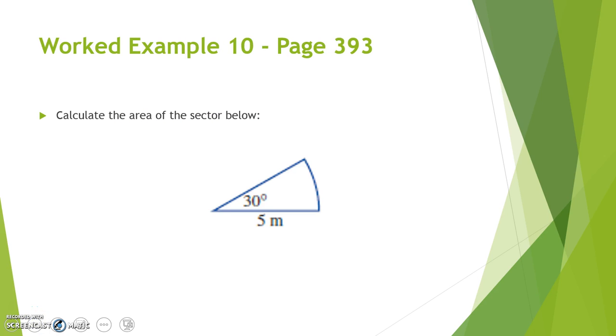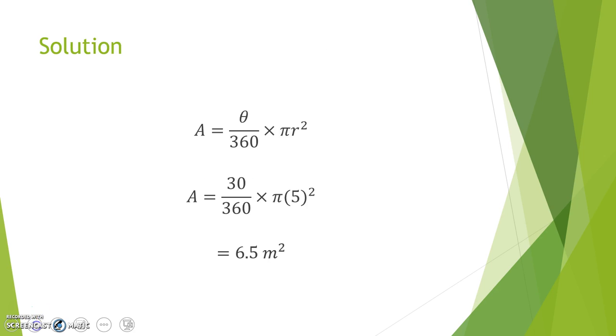So let's look at this question here. Unlike the perimeter of a sector, we don't really care about the two radii as such. We just care about the shape itself, or how much area it covers. So in this case, all we need is the radius and the angle. We write our rule. We know our angle is 30 degrees out of a total of 360. So it's actually 1/12 of a circle. And the area of the circle is pi times 5 squared. We work that out, we get 6.5 meters squared, or square meters.